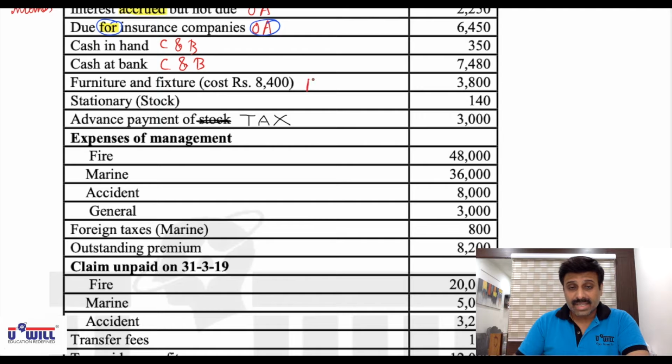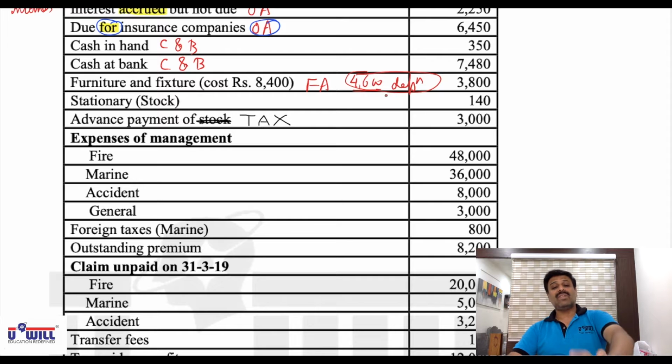Furniture and fixtures will come in fixed assets. Cost 8,400 will show in the inner column as we have been doing in banking final accounts also. Outer column 3,800. Difference represents depreciation that we will minus it in the inner column. So 8,400 minus 3,800, you can say that 4,600 is the total depreciation that we will minus in the inner column just for the formality, and in the outer column we will show 3,800.